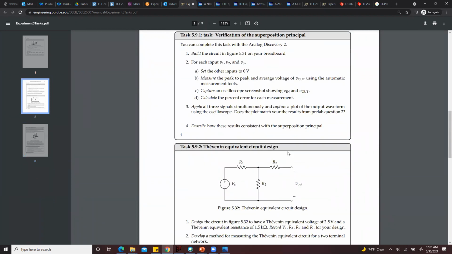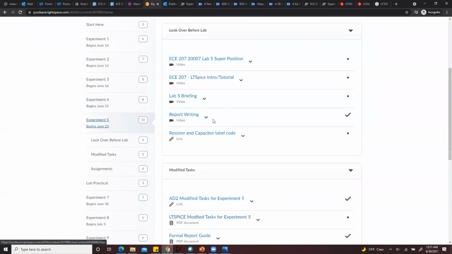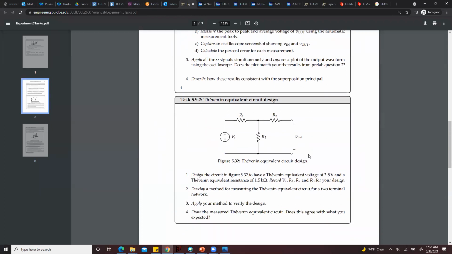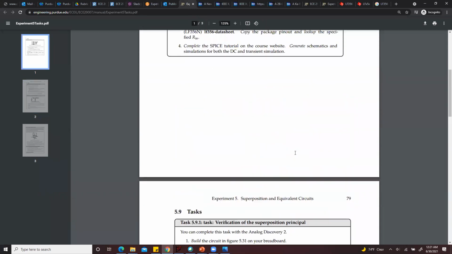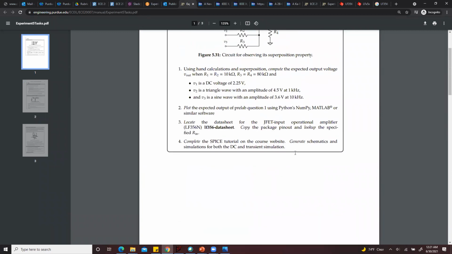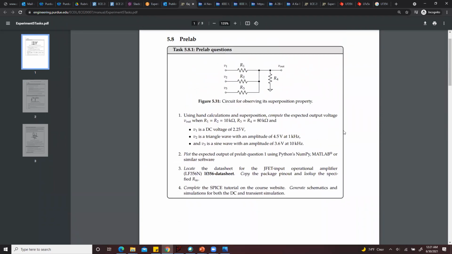Remember this is the first time you're going to write a formal report. So please check those documents for how to write a lab report. If you have any questions about the tasks, you can let me know, or you can attend the office hour. Okay, that's it for today.